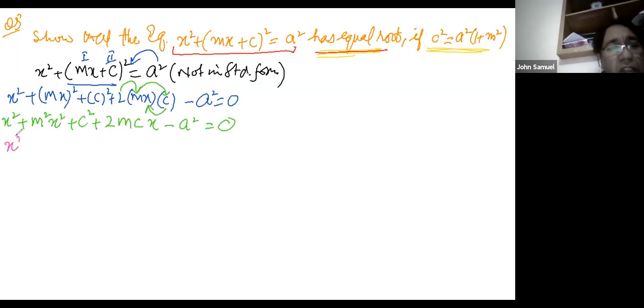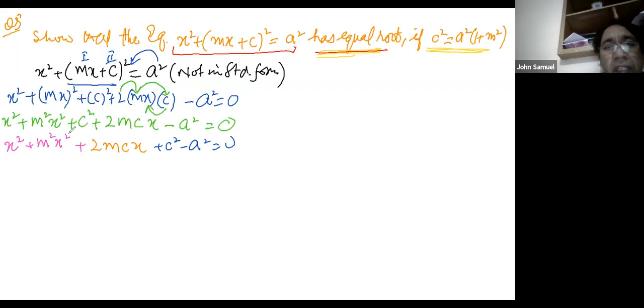How? We have the first term, right? Second term, what we have, my dear student? Okay. Then we have m square x square, these both are. Then plus, I'm just changing the color for your sake, this is 2mcx, and then again we'll write plus c square minus a square is equal to 0. I have combined this with it.